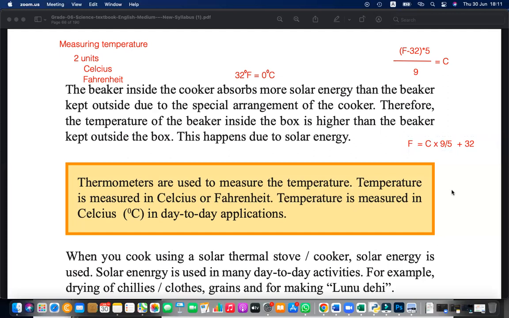So that is also something you can use. Either you can subtract 32 from Fahrenheit and multiply by 5 divided by 9, or you can multiply Celsius by 9 divided by 5 and add 32. So both ways will work. Please write down the heading: converting Celsius to Fahrenheit and Fahrenheit to Celsius.